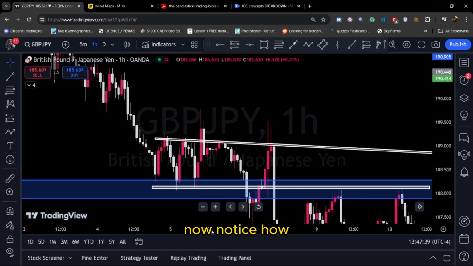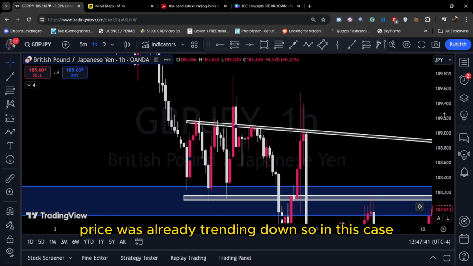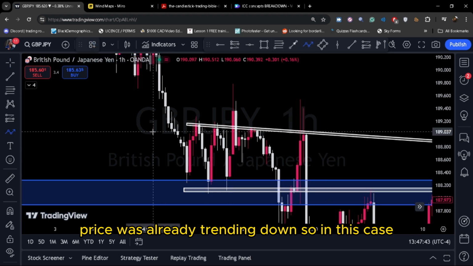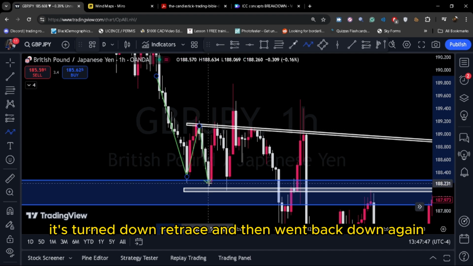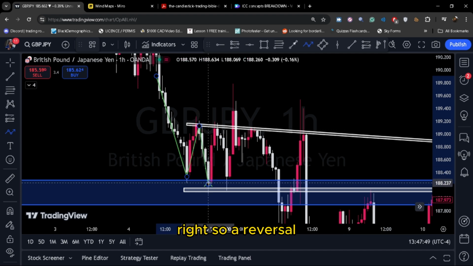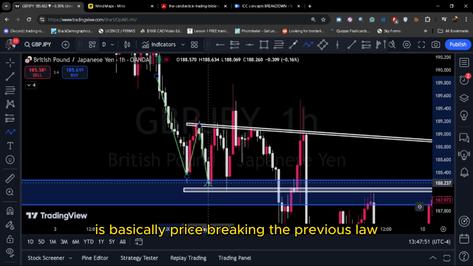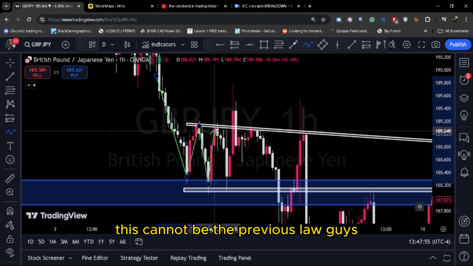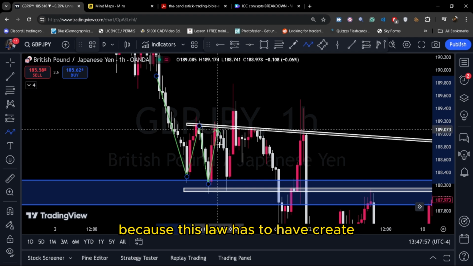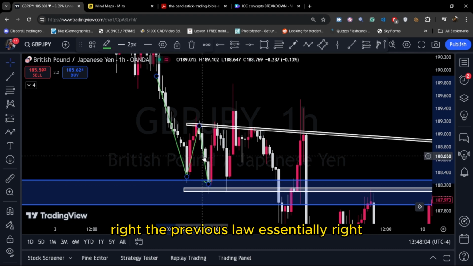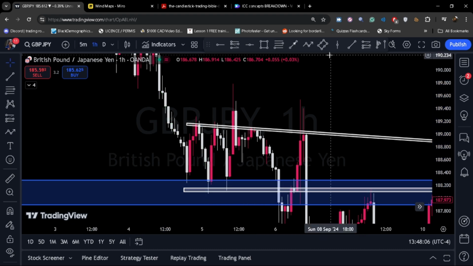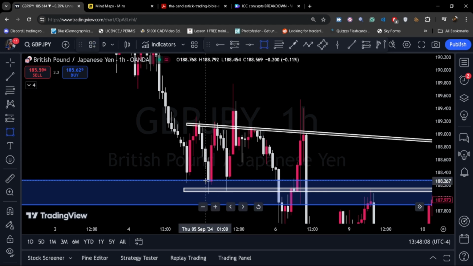Now notice how price was already trending down. So in this case here, price was already trending down. It trended down, retraced, and then went back down again, right? So a reversal, like I told you, is basically price breaking the previous low. This cannot be the previous low, guys. The previous low essentially is going to be this right here. This is going to be the previous low.